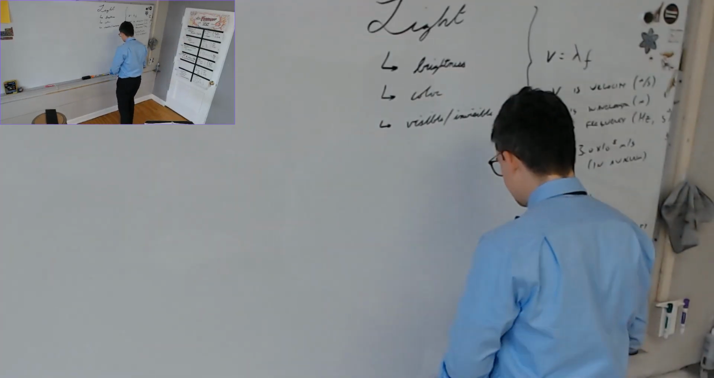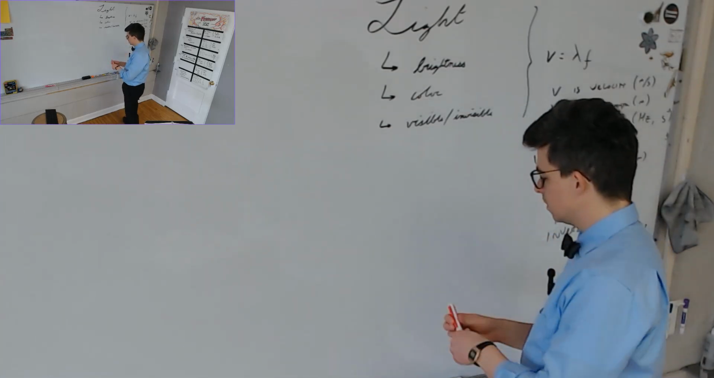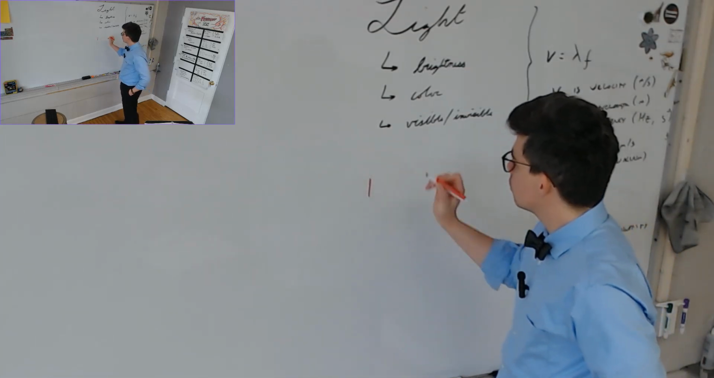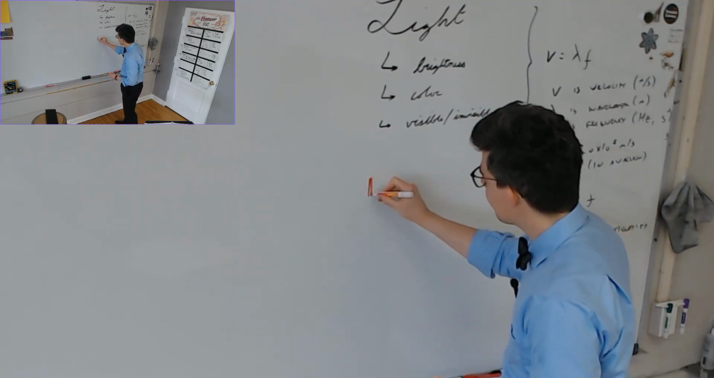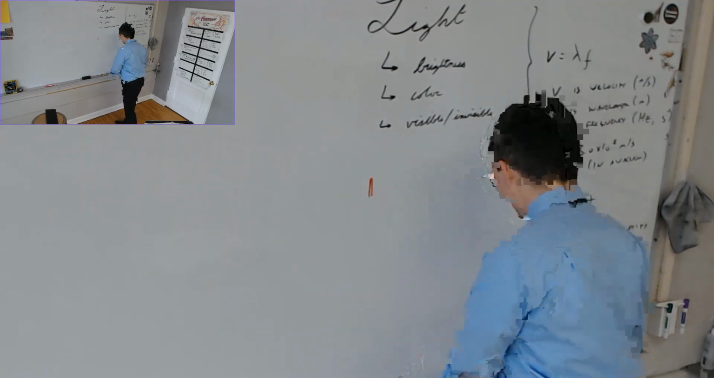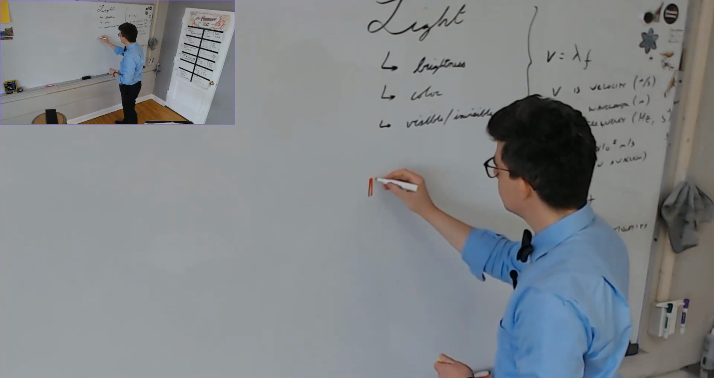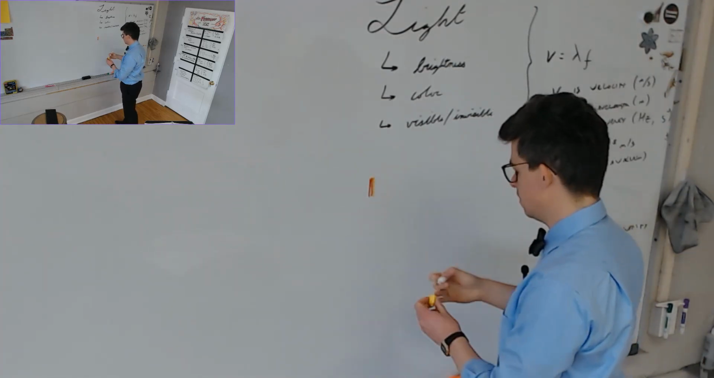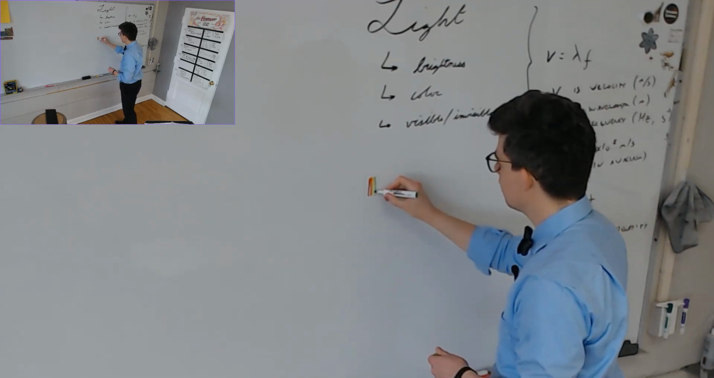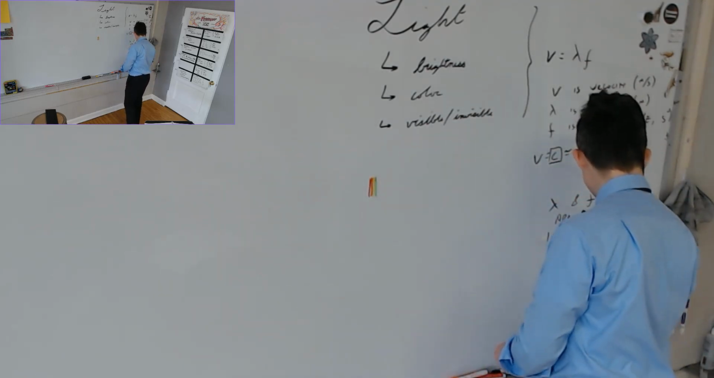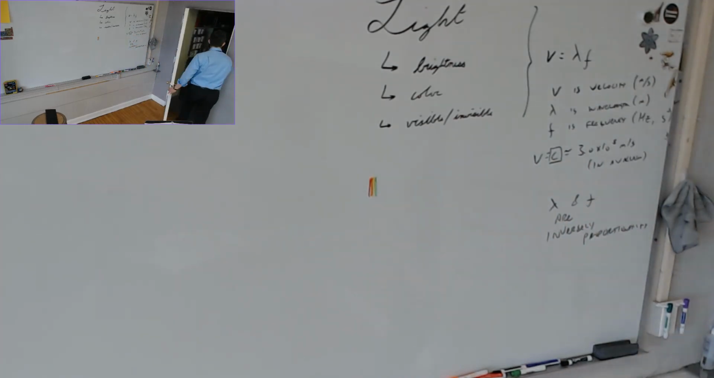Let's draw a cool diagram. Let's start with red. Red, orange, yellow, oh, I'm going to miss one. Yellow, green, oops, blue, I'm going to go in the closet for blue.